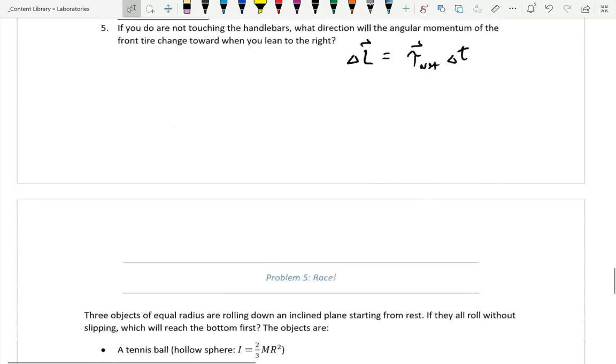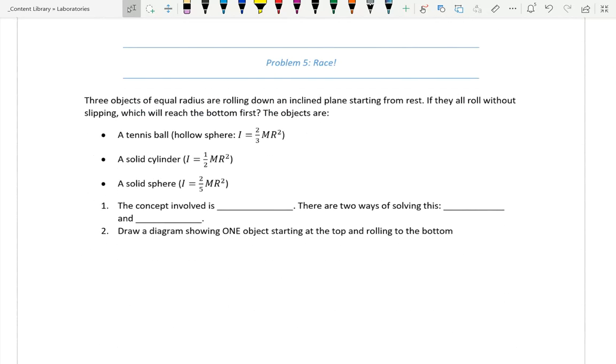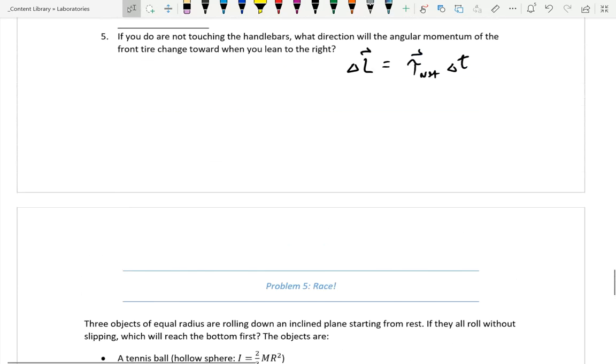Okay, so we finished that problem, right? We're down to the last problem. Three objects of equal radius are rolling down an inclined plane. Which direction is the angular momentum?